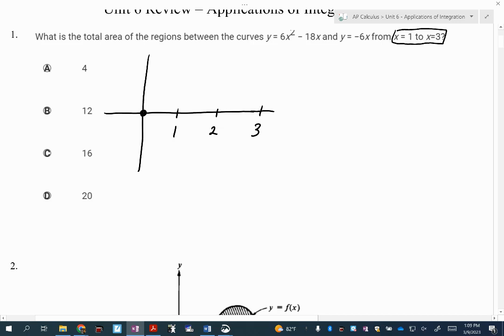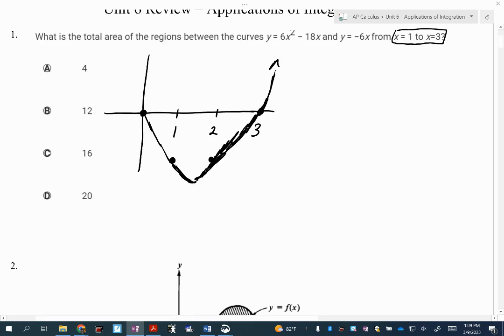All right, plugging in 1 into the first one, I get 1 squared, 1. 1 times 6, 6. 6 minus 18 is negative 12. Plug 2 in. 2 squared is 4. 4 times 6, 24. 24 minus 36 is also a negative 12. And if I plug in 3, I end up actually getting 0. So this is a parabola. Not my best parabola. You get the idea.